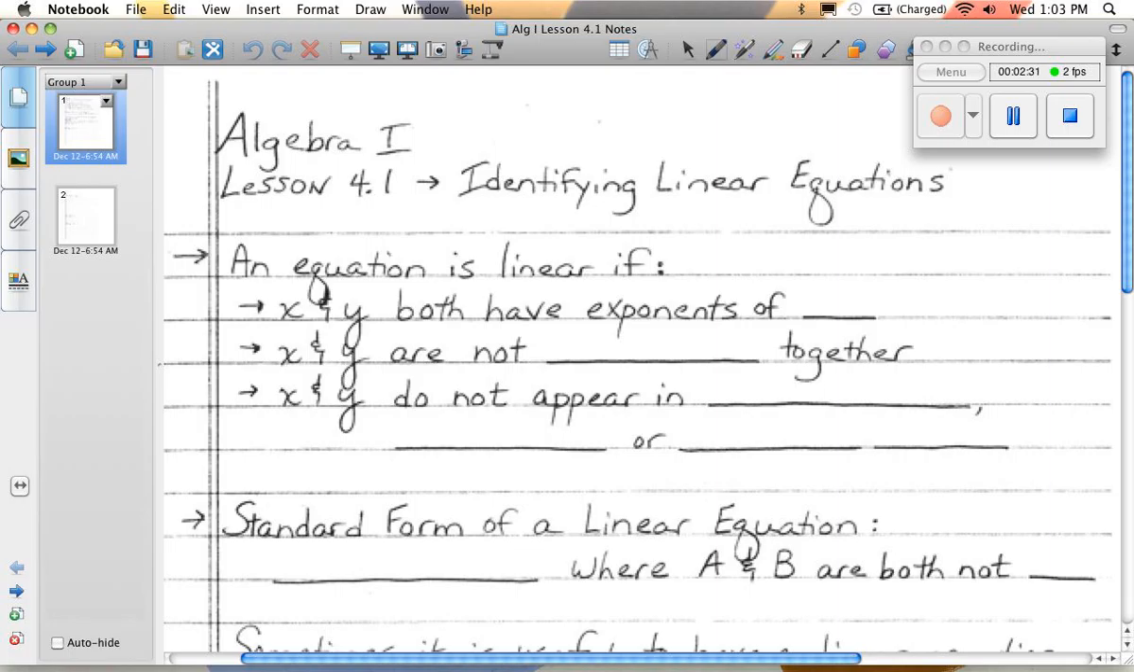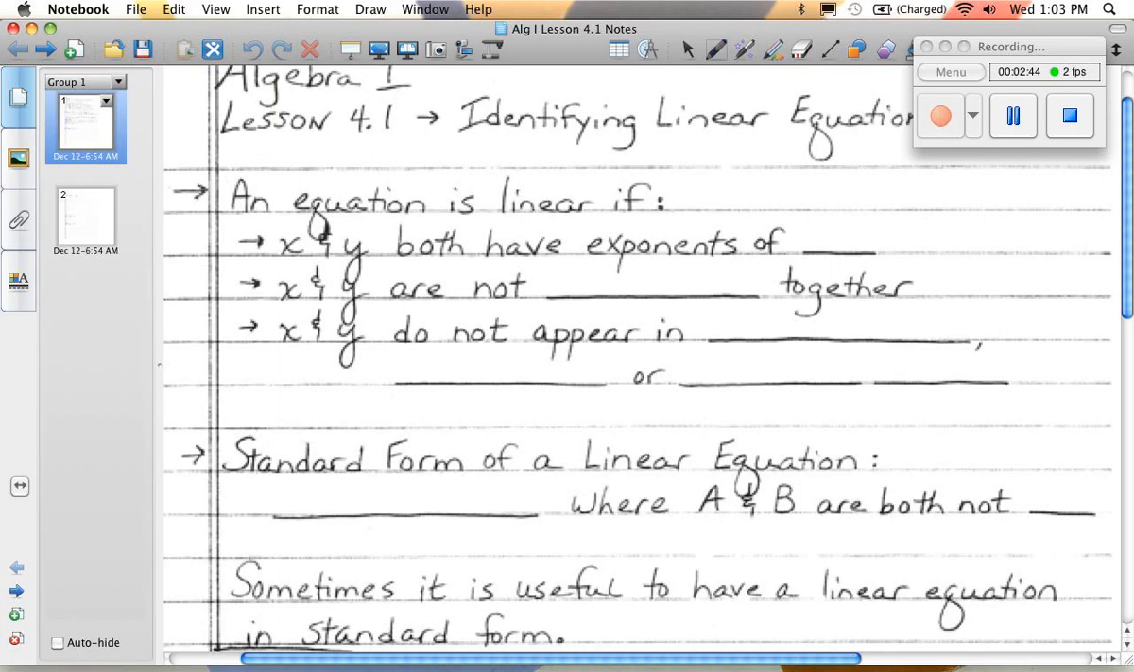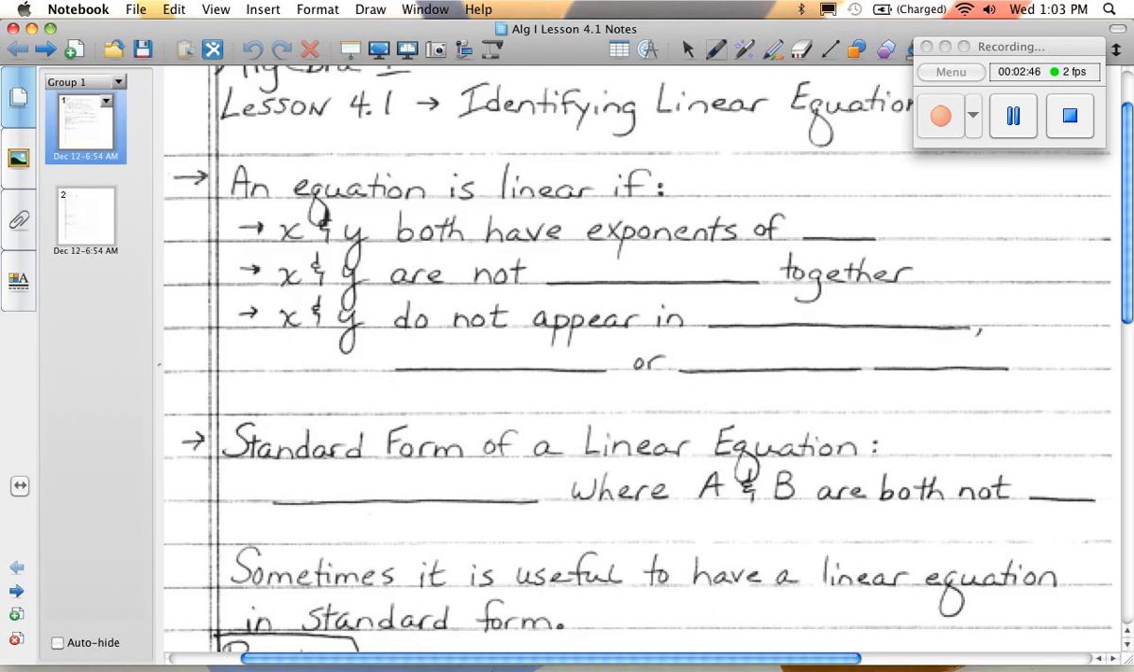So this is called function rule, but today they want us to practice standard form. To help us decide, we're going to have to be able to identify some parts of it. But first of all, we've got to decide if an equation is linear. It has to meet these 3 standards. x and y both have to have exponents of what? 1. They have to both be to the first power. If they're not both to the first power, it's already not linear.